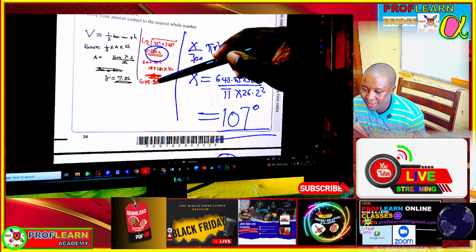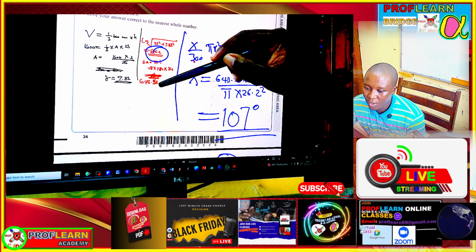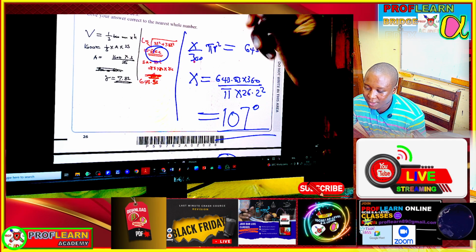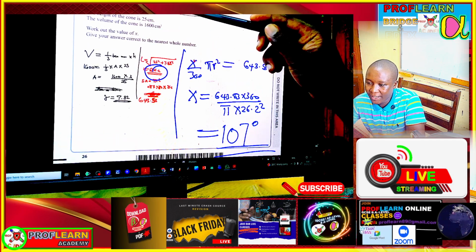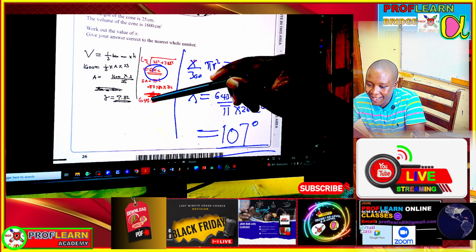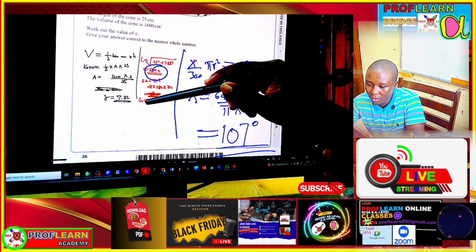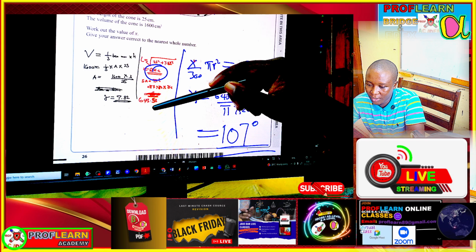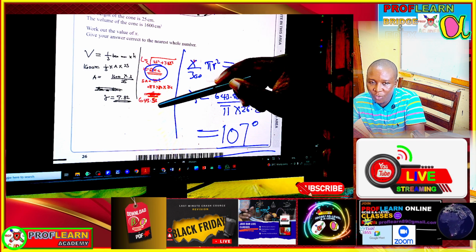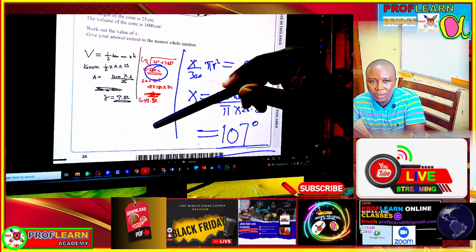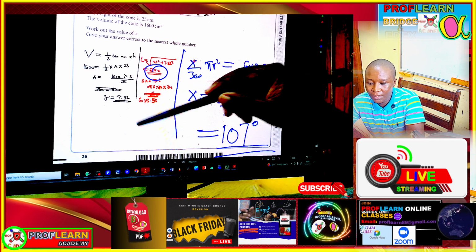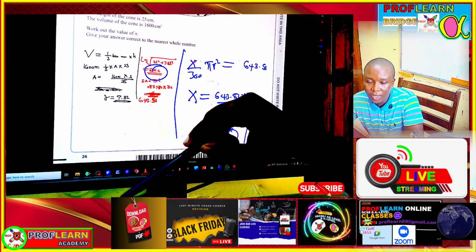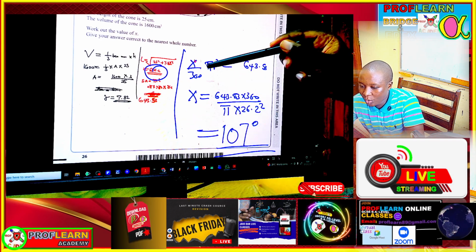Once you get the base area, because this is a circle, we're going to say therefore area is pi r squared. So pi r squared is equal to 643.53. Then you find r. You make r the subject, and you're going to get 7.82 there.